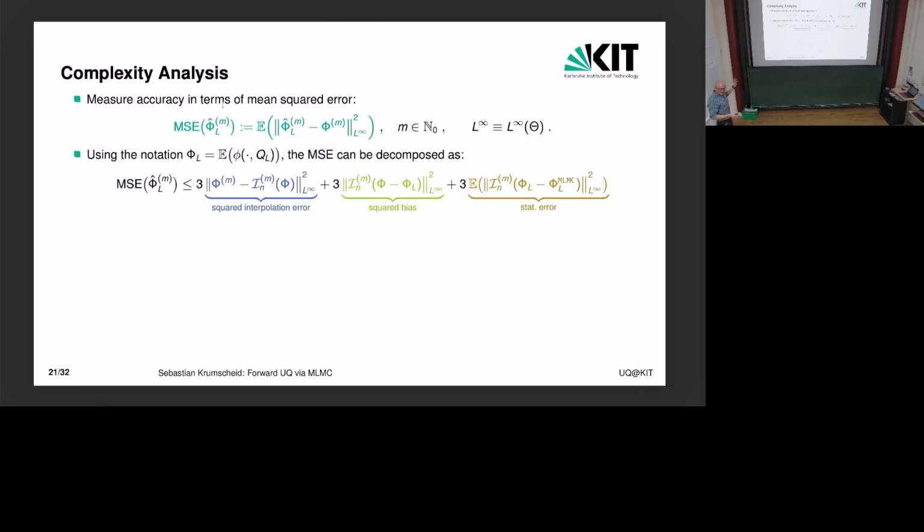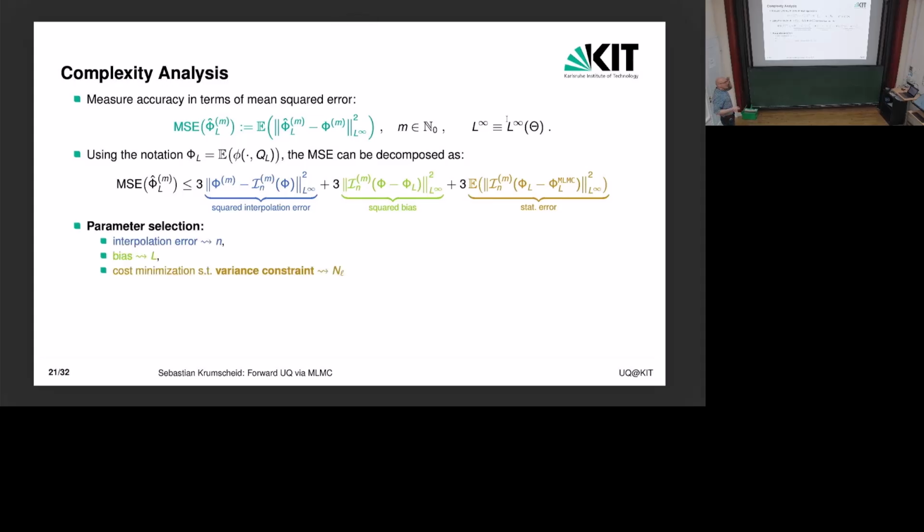Okay, so we split the error into 3 terms. We get a term that is controlling the squared interpolation error, so the exact function versus the interpolation of the exact function. We have a term that is what we call the squared bias, because it accounts for the discretization level L, and then there comes our statistical error because it has something to do with our multilevel Monte Carlo estimator.